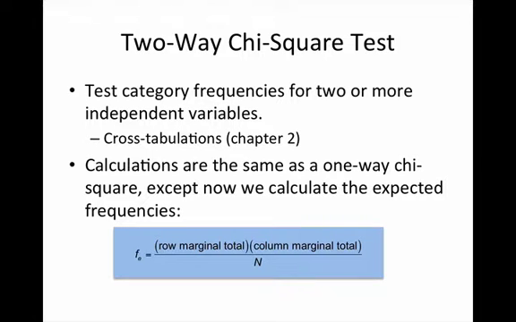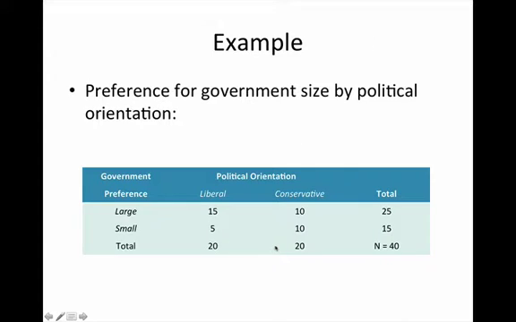And the calculations are the same as with a one-way chi-square, except now we actually calculate the expected frequencies rather than just taking n and dividing by the total number. And we do this by the expected frequency is equal to the row marginal total multiplied by the column marginal total divided by n. And again, this is how you get these numbers we can see in the Revel text.